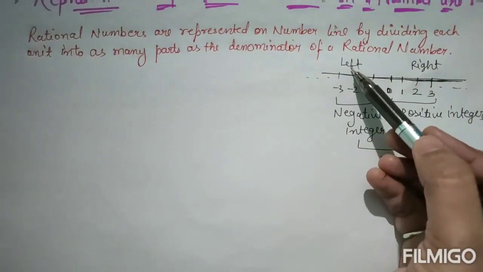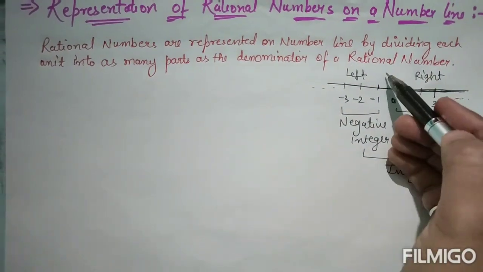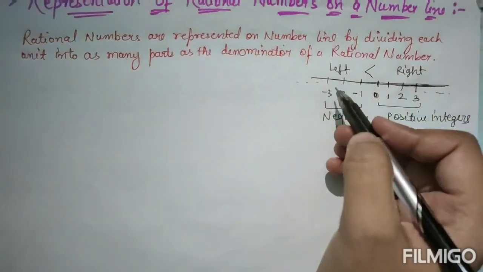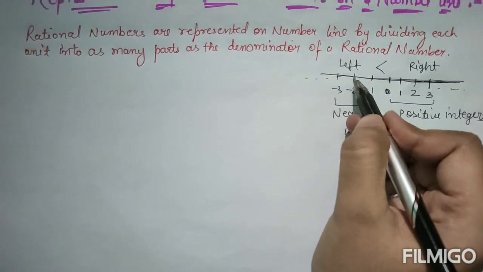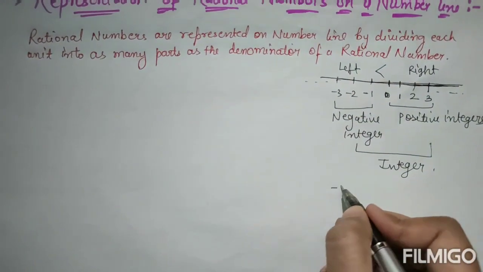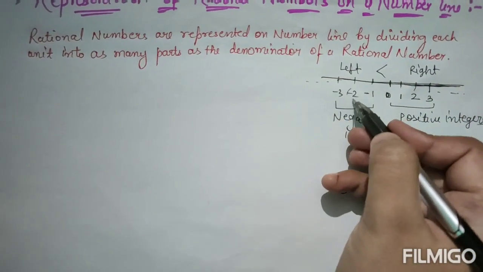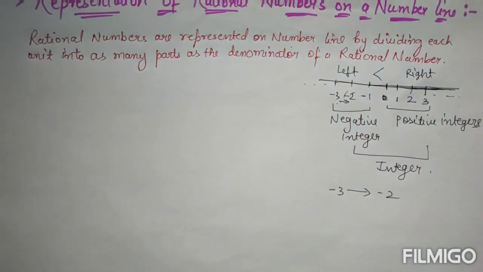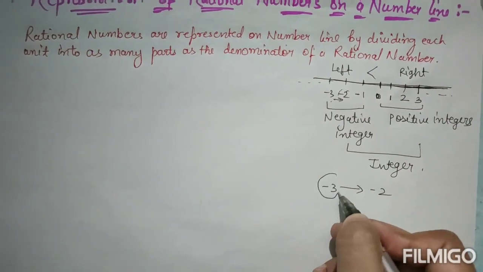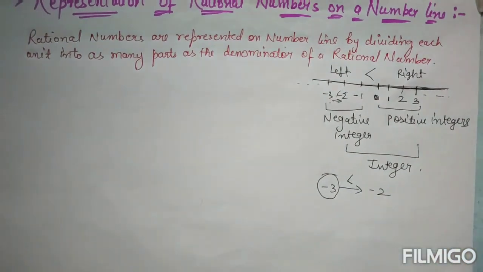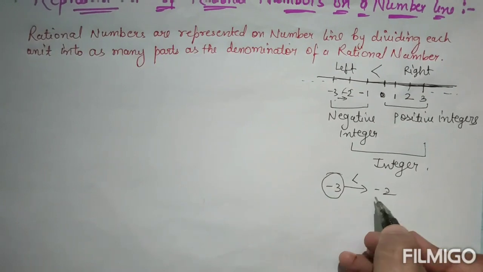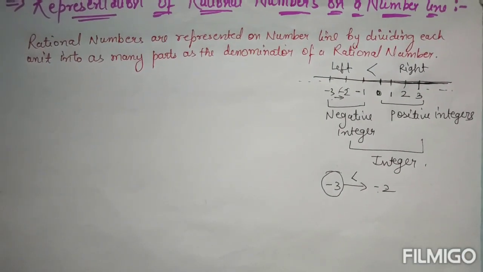Okay, the left side is always less than the right side. That is, if you are moving from left to right, if you are moving from -3 to -2, look, -3 is on the left and -2 is on the right. So the left side will always be less than the right side. That is, -3 is less than -2.